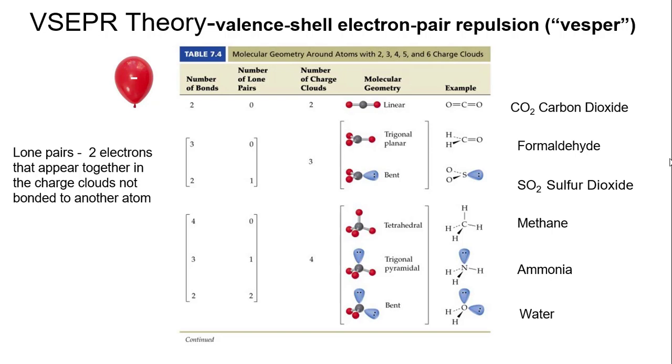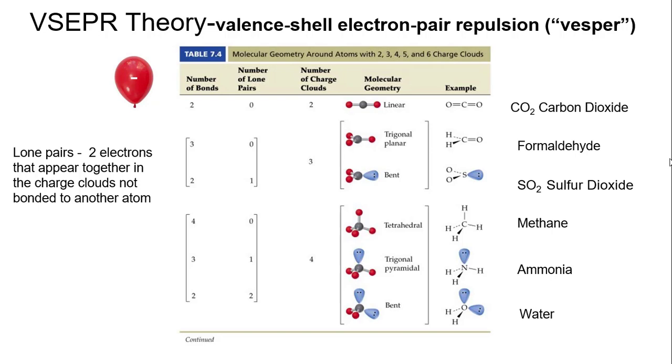Something we need to take into account is something called lone pairs. Lone pairs on these molecules, which you can see in blue here, are electrons that are together in the charge cloud. They're not bonded to another atom, so they don't count towards the named shape. But they help you see how a number of charge clouds leads to the same shape. It's just that sometimes they don't count because they're not attached to atoms. I'm going to go through some common molecules that have each of these shapes.